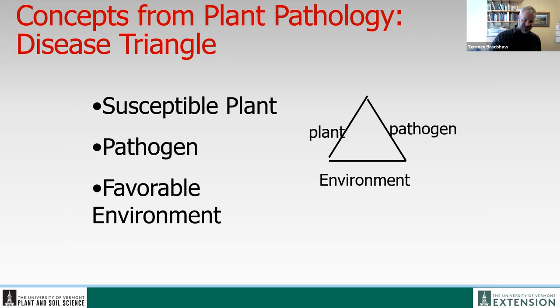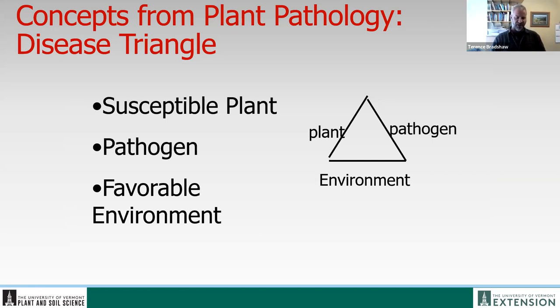I know this is not a disease talk, but this concept applies as well to insects. So this concept of the disease triangle, where you need to have a susceptible plant, a susceptible pest, so either a pathogen for disease or an insect for insect damage, and then a favorable environment. You need all three of those for infection or damage to occur. And so we can look at some different tools.